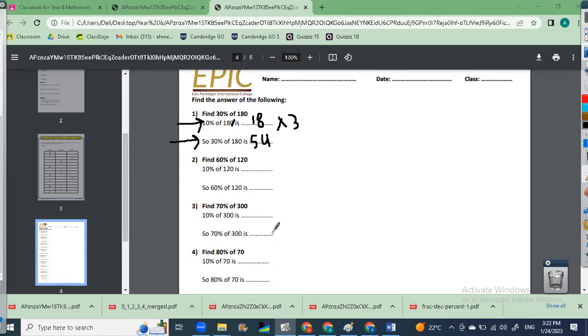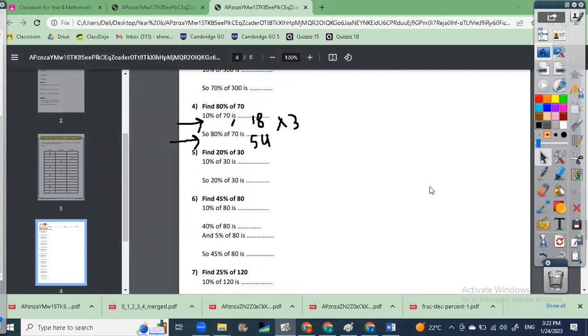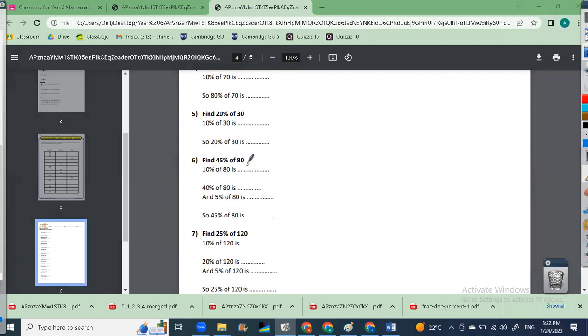Okay. The rest of the answers are there on Google Classroom in the answer key. All right, a question like this one over here. How can we do it, Mister? 45% of 80? How can we do it? You get 10% of 80, and we know that it's going to be 8. We divide 80 by 10. It's going to be 8.